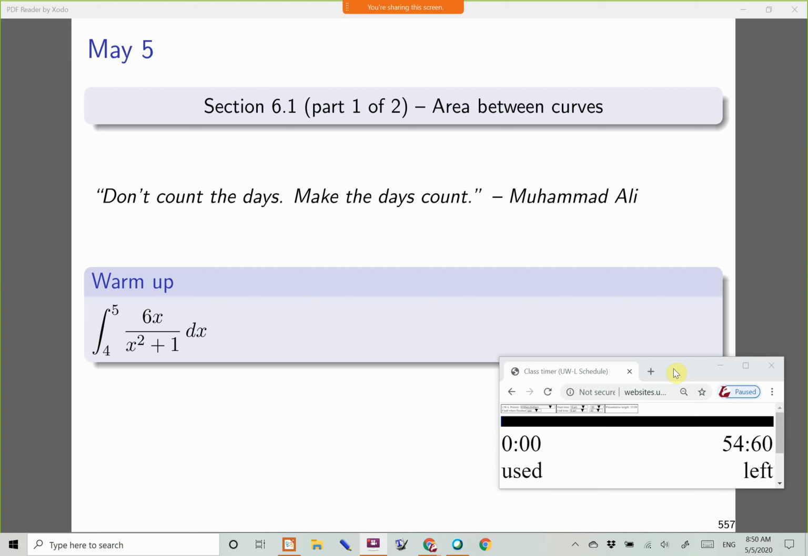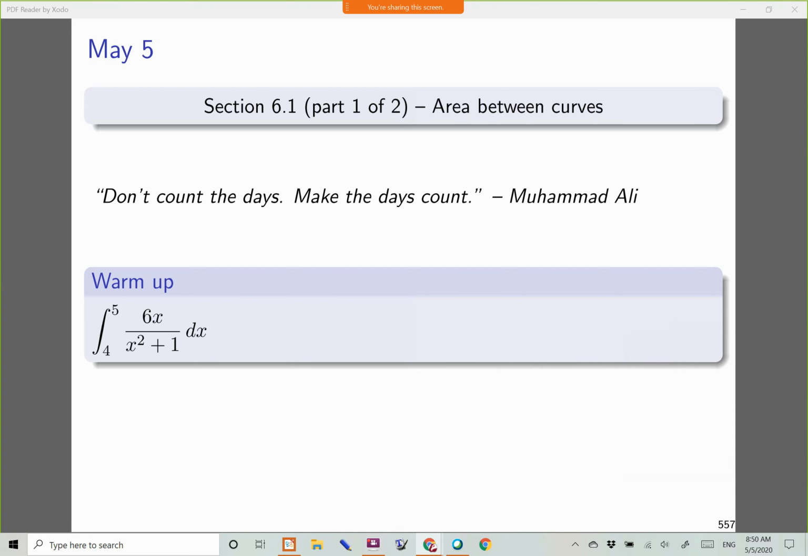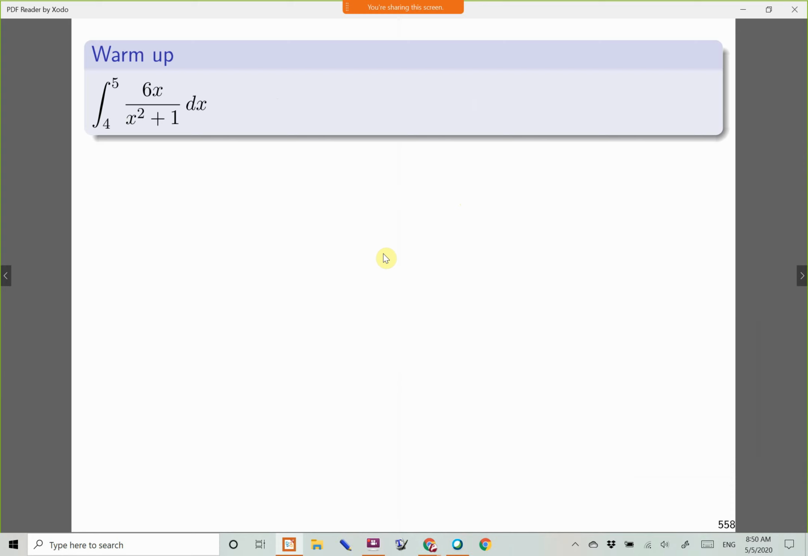Okay, welcome back. Let's take a look at the warm-up. So, the definite integral from x equals 4 to x equals 5 of the function 6x over x squared plus 1 dx. Okay, this is a definite integral.